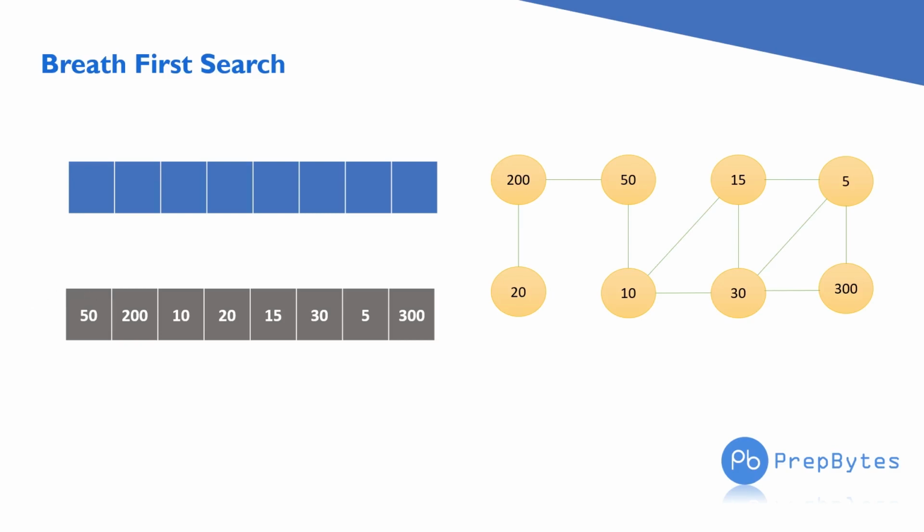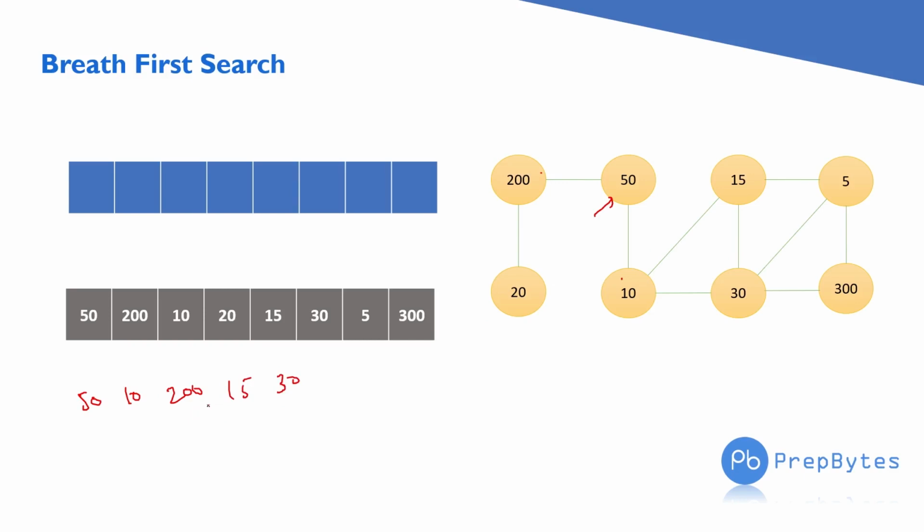Fine. There is a difference between visiting and exploring, which I explained before. So this is breadth first search. In breadth first search, first a node is taken and all its neighbors are printed. Now the order can be different. For example, if I take 50, then I print 10, then I print 200. After that, the neighbors of 10 will be printed, for example 15 and 30.